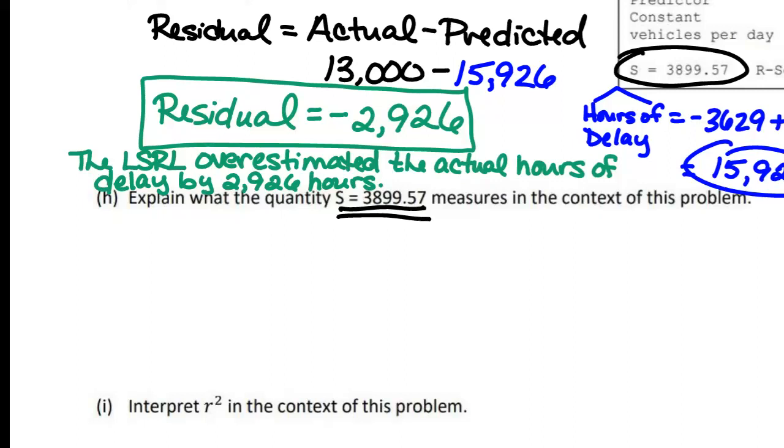Yeah, but this is telling me about how far off your guess is going to be using that least squares regression line. It's going to be about this far off. Sometimes you'll be more, sometimes you'll be less, but this is about how far off you would expect to be.